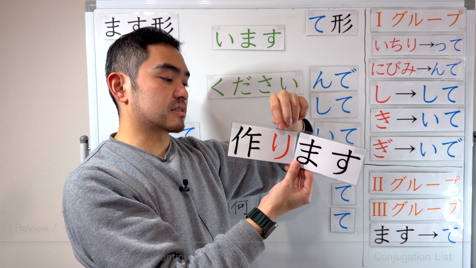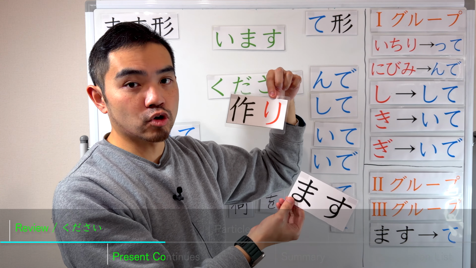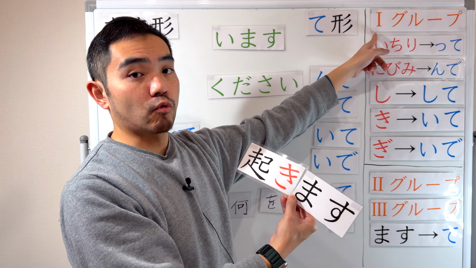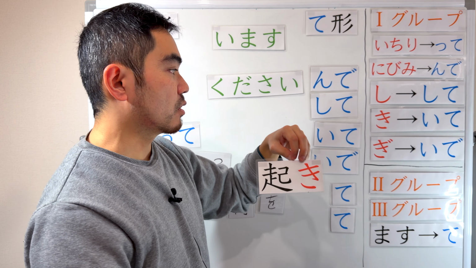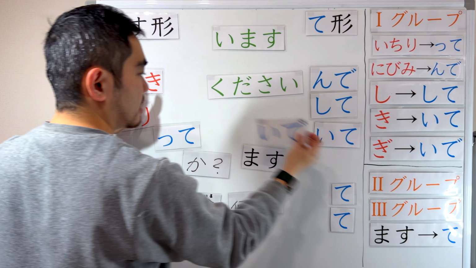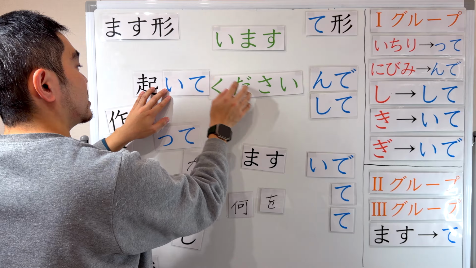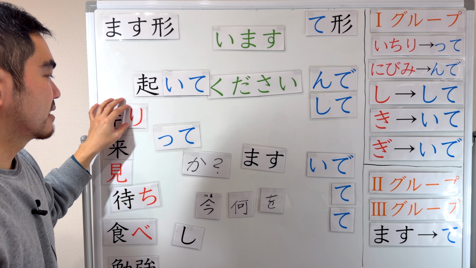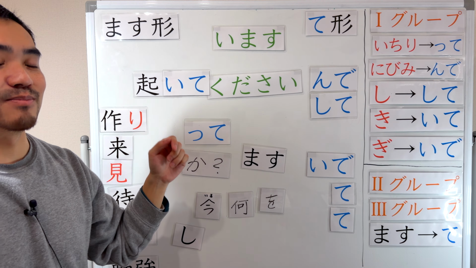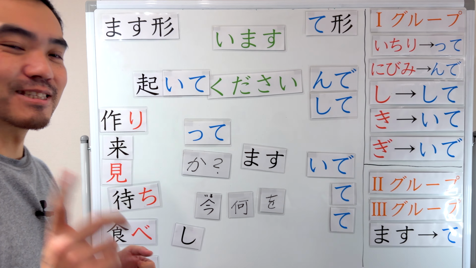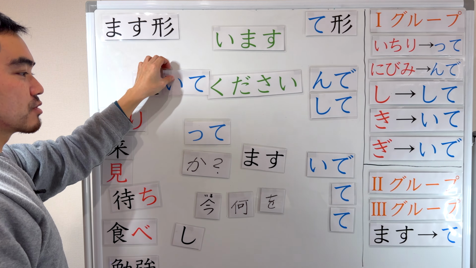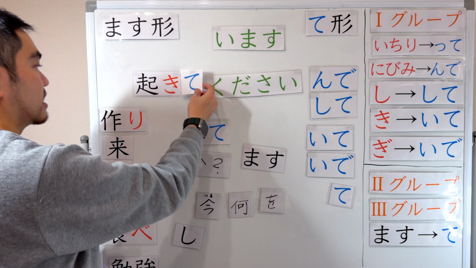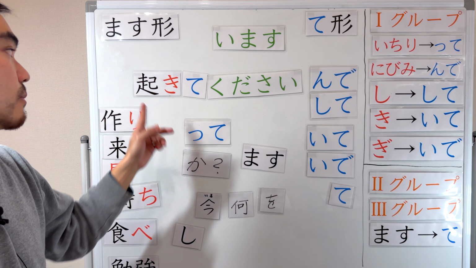It is correct because this is group 1, but there are exceptions. Okimasu, to wake up. Okimasu. Before masu, ki. So if you apply this rule, then it's going to be group 1, right? But this is group 2. So if you say please wake up, ki ite. So eliminate this ki and attach ite. Oite kudasai. This is not correct. If you say oite kudasai, it means please get old. It's rude, right? So this is group 2, so the correct way to conjugate this is okite kudasai. Please wake up. Okite kudasai. This is correct.